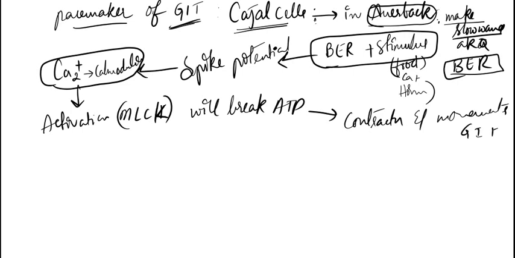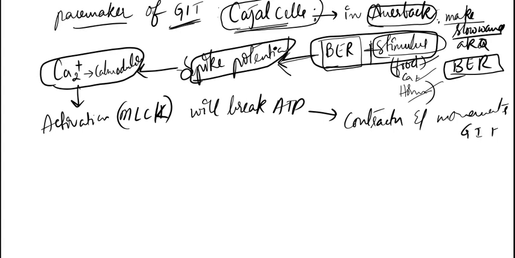Now these Cajal cells, which are the pacemakers of GIT, produce slow waves, very small, slight waves. These slow waves are called basal electrical rhythms. When they are coordinated, or when they are added with a stimulus, what is that stimulus? It can be food, calcium, hormones, GIT secretions, etc. When this BER is added with a stimulus, it leads to production of spike potentials.